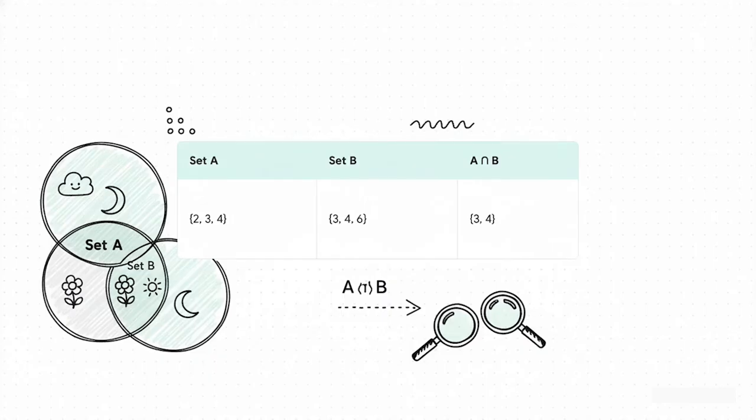So let's look at this example. Set A has 2, 3, and 4. Set B has 3, 4, and 6. So what's in both of them? Just the numbers 3 and 4. And there you have it. The intersection is the set 3, 4. It's basically a way of filtering out everything except what two sets have in common.